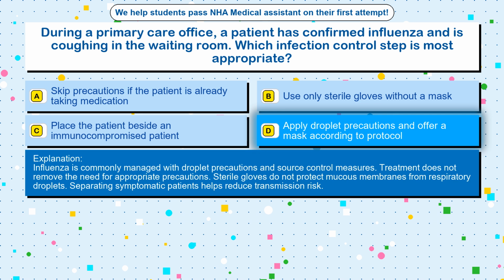Influenza is commonly managed with droplet precautions and source control measures. Treatment does not remove the need for appropriate precautions. Sterile gloves do not protect mucous membranes from respiratory droplets. Separating symptomatic patients helps reduce transmission risk.